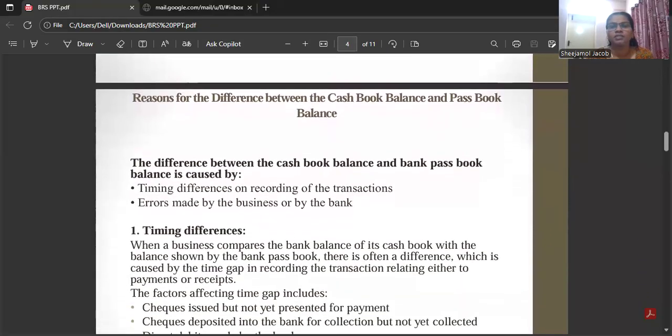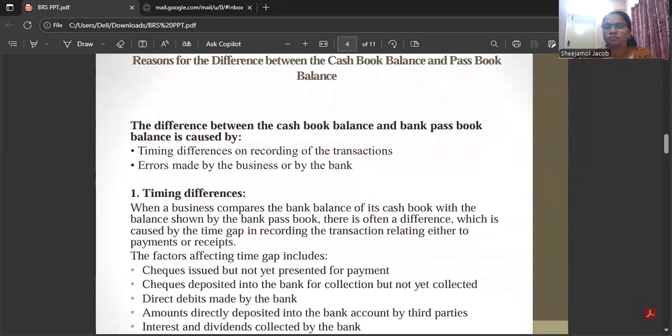So why do these accounts show a difference in balances? That may be due to timing differences. The differences are due majorly to two causes. The first major cause is timing differences in recording of the transactions, and the second one is errors made by the business or by the bank. So what is a timing difference?